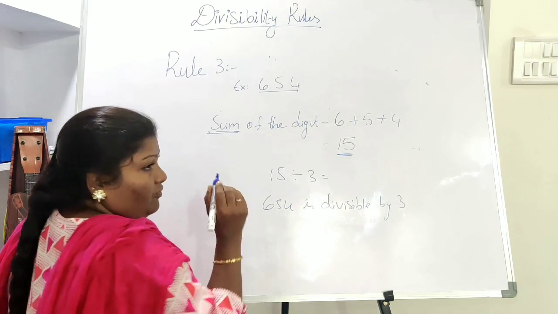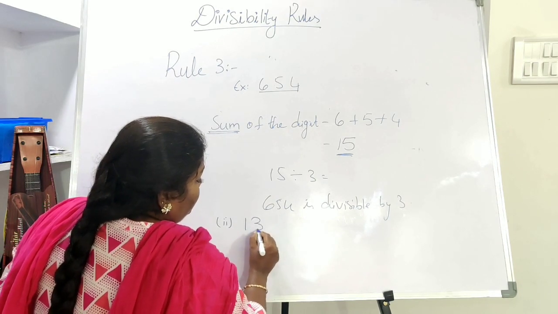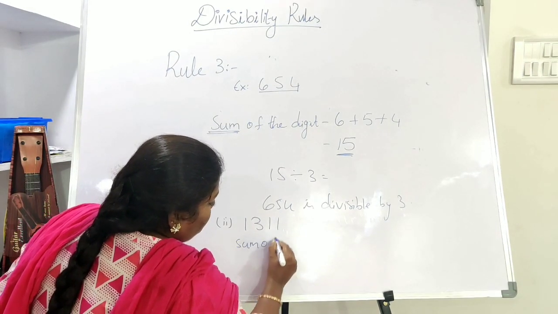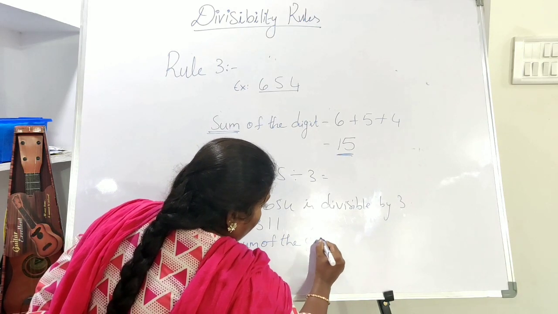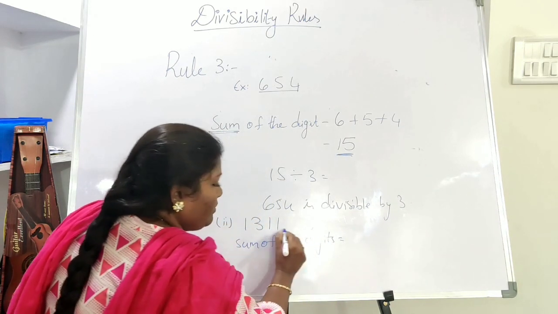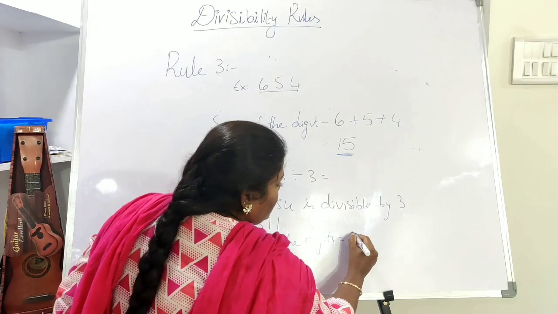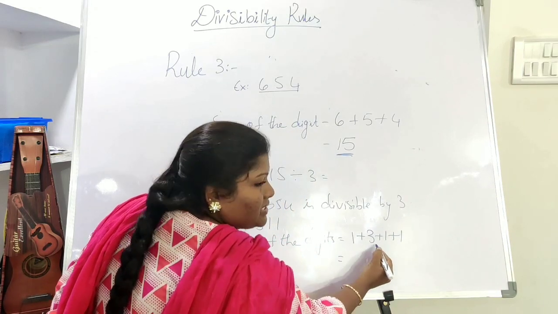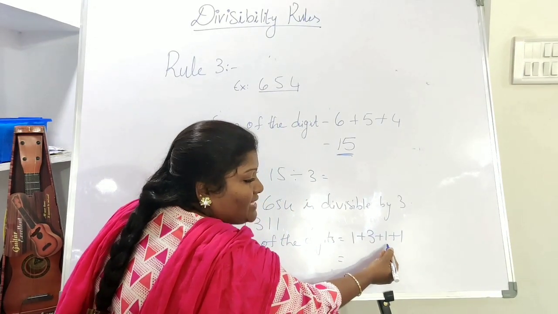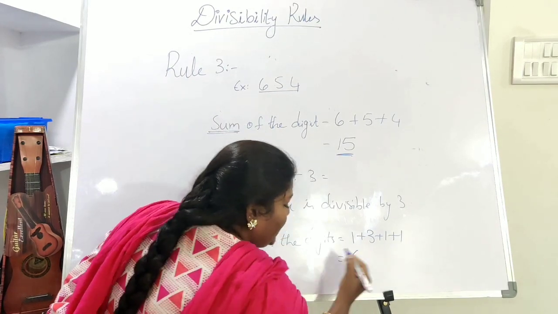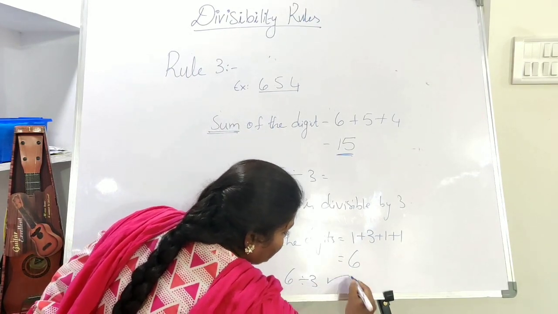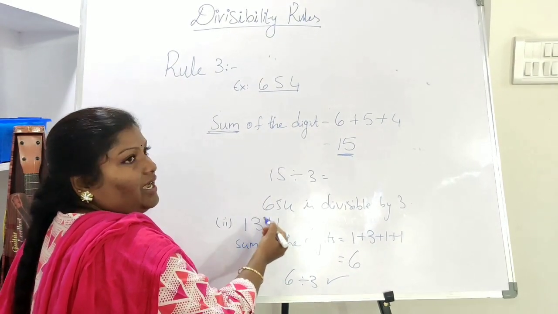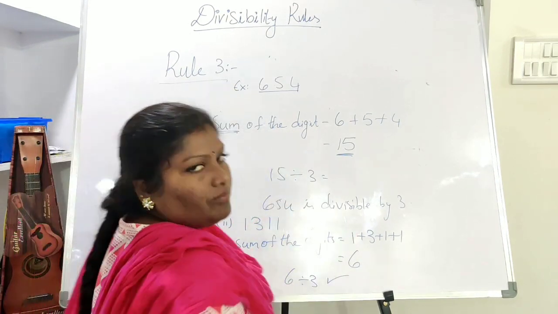Yes, let me give one more example. Whichever number is given, first check the sum of the digits. Just add them up. So 1 plus 3 plus 1 plus 1. 1 plus 3 is 4. 4 plus 1 is 5. 5 plus 1 is 6. Is 6 divisible by 3? Yes, it is divisible. So you can say that 1311 is divisible by 3.